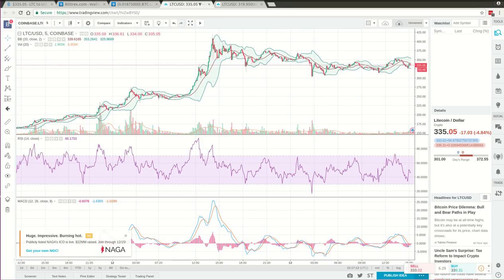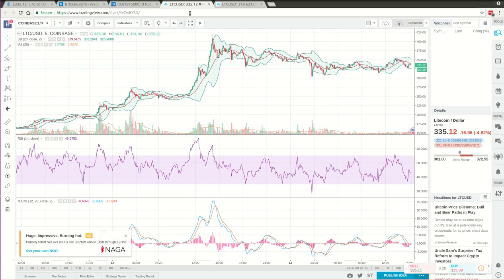Good morning, crypto world. Today I'm going to walk you through arbitrage trading. What this is, in a nutshell, is taking advantage of the price difference of a coin between two different exchanges. Today I'm going to be working with GDAX, which is Coinbase, and also Bittrex.